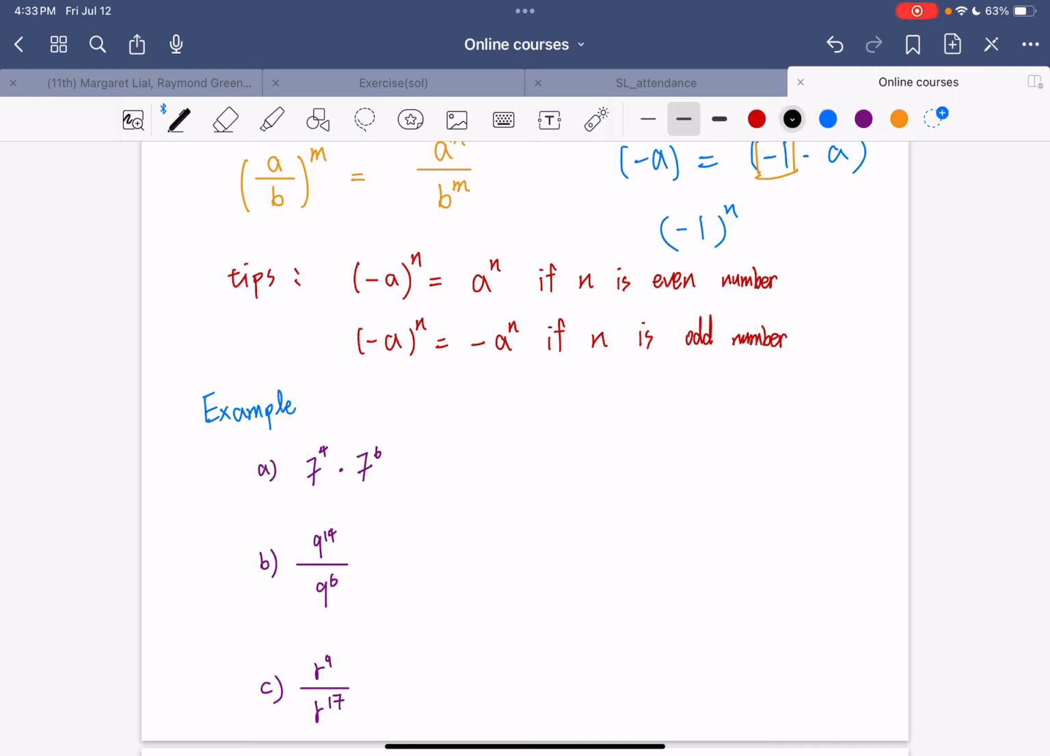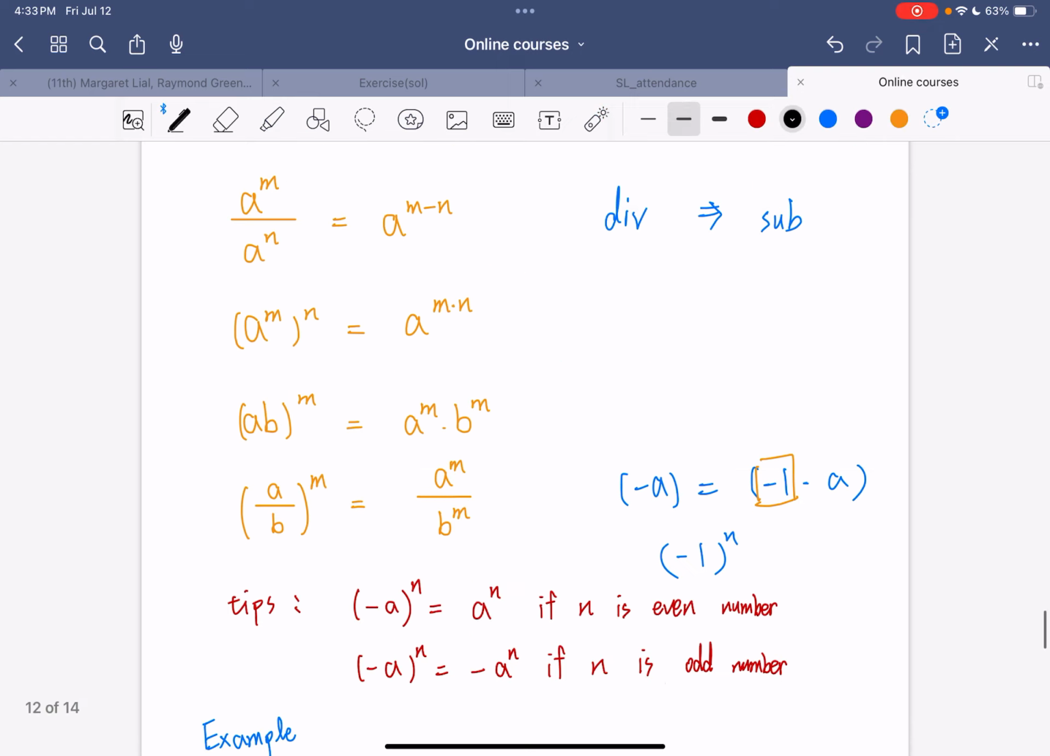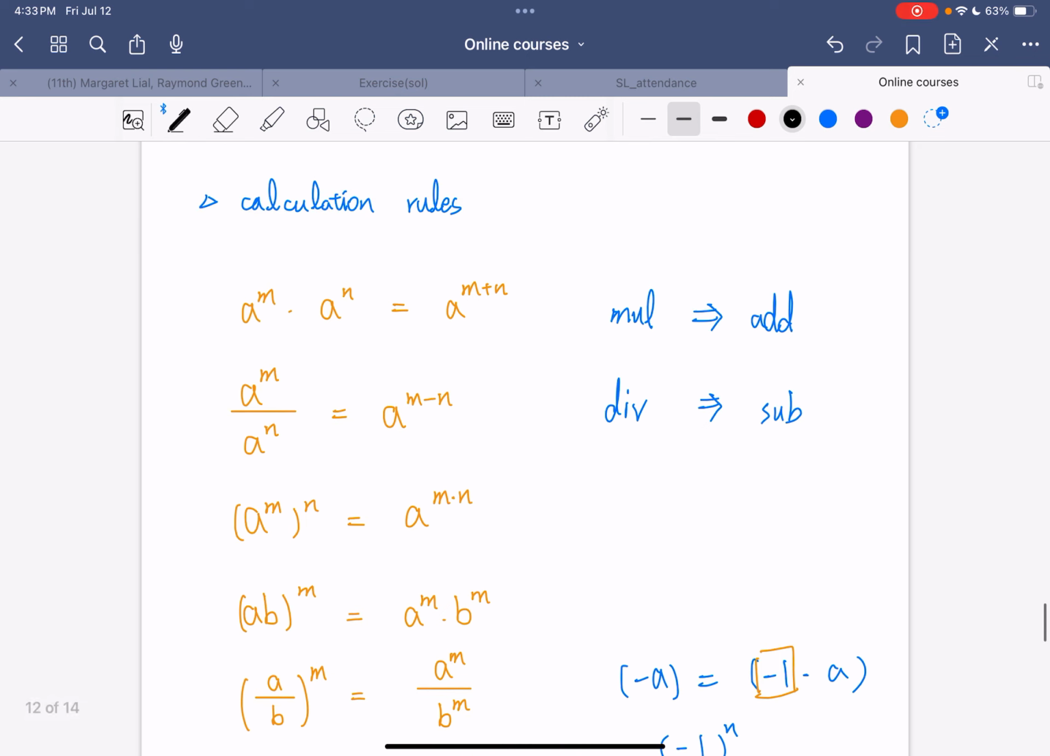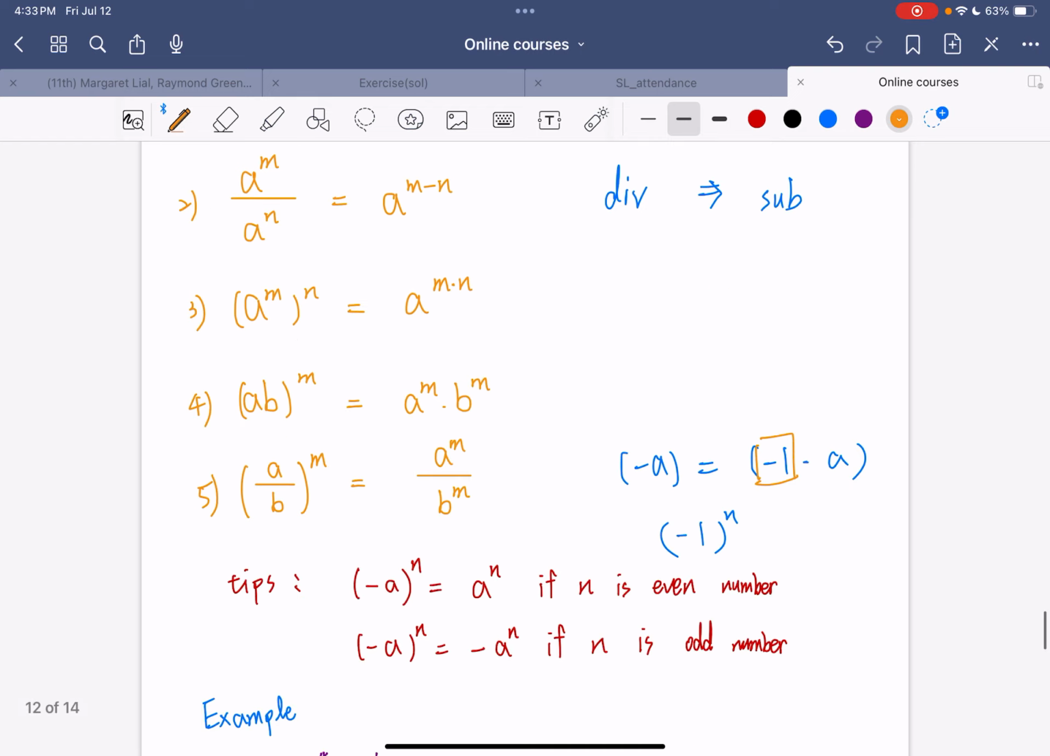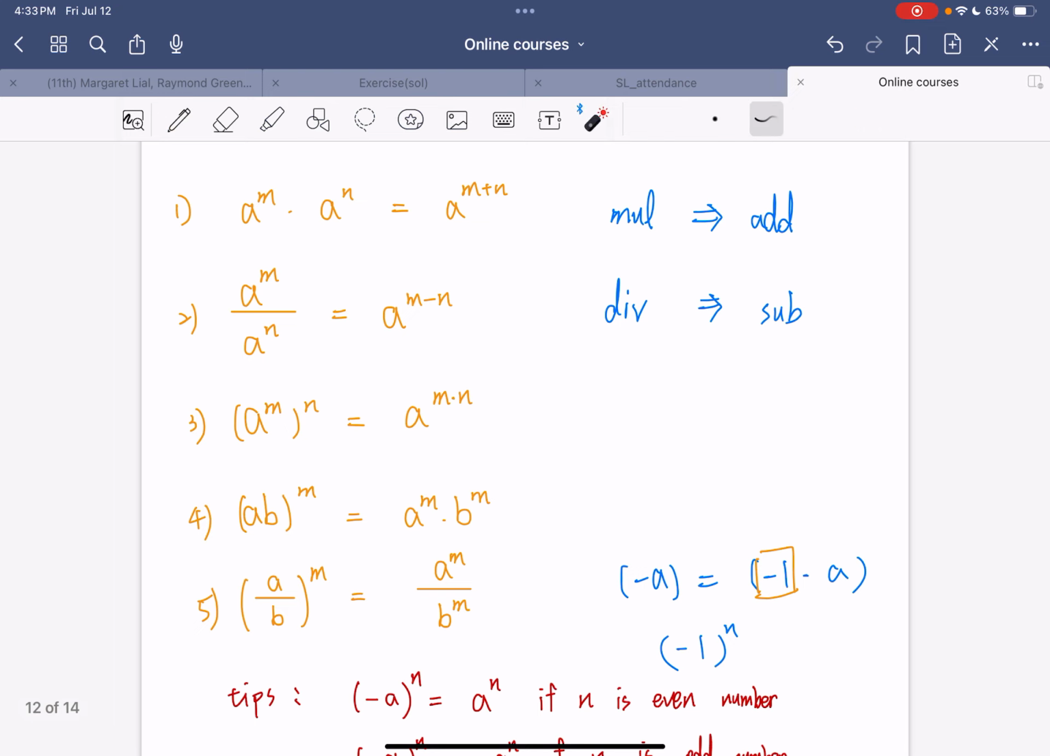So the first one we get is 7 with power 4 times 7 with power 6. And so we look back to what we wrote here. Let's give them some marks: 1, 2, 3, 4, 5. Okay, there are 5 properties we got. So we're going to use this one because they are doing multiplication.